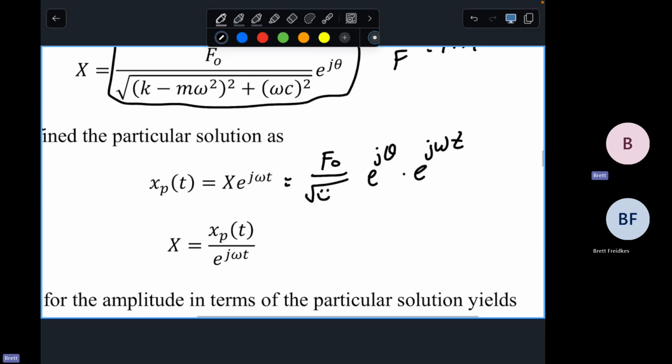Oh, yeah, got it. So, I'm going to ignore this. I'll fix this. But what you do now is that you have this amplitude times e to the j omega t plus theta. Right? We can multiply those exponentials together.